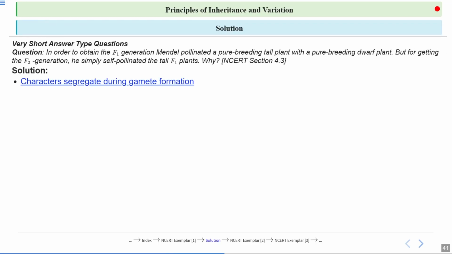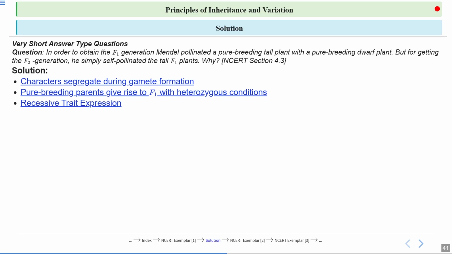Now you know characters segregate during the gamete formation. Pure breeding parents give rise to F1 with heterozygous condition. So Mendel selected pure breeding parents, meaning they were homozygous for the characters. When these pure breeding parents were crossed, they produced F1, which was a hybrid. It has heterozygous condition. Clear? And only the dominant trait was expressed there. The recessive trait was not expressed in the F1 generation.